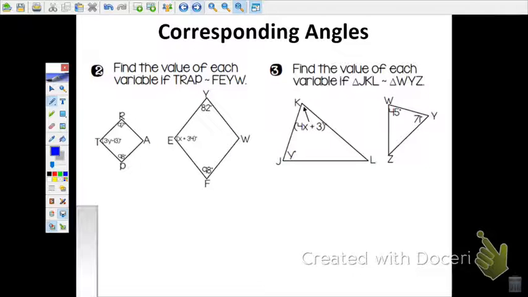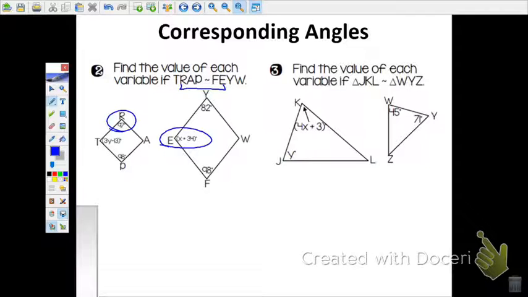So when I look at this picture, number 2 says to find the value of each variable. I have both an x and a y that I need to figure out. So let's start with the x. Doesn't really matter which one. Okay, so I find x in this angle E. So which angle corresponds with angle E? E corresponds with R. You need to look at your similarity statement.